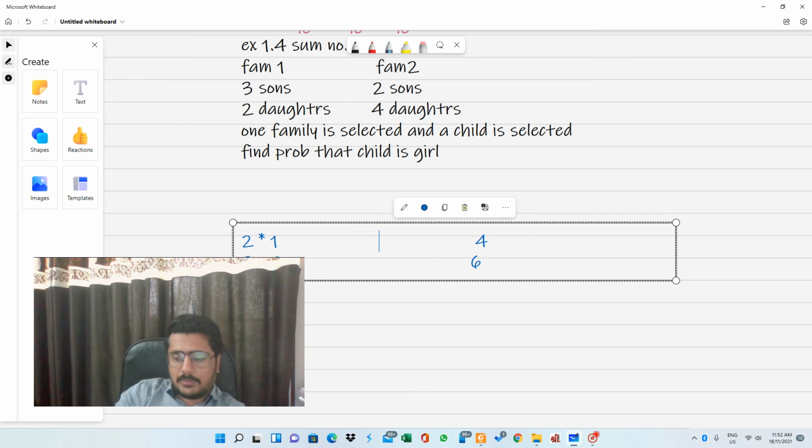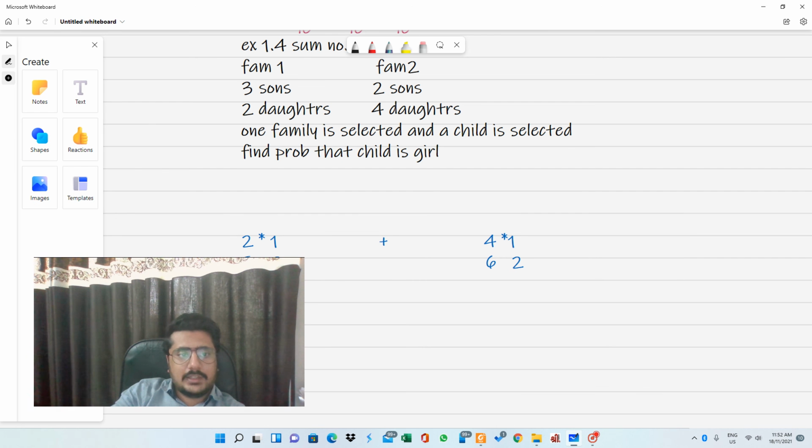So this "or" represents plus, because both families won't be selected. Either one will be selected, or two will be selected. If family 2 is selected, then again there is a probability 1 by 2, and the daughter is selected, so 4 by 6. This is a sum of double probability.